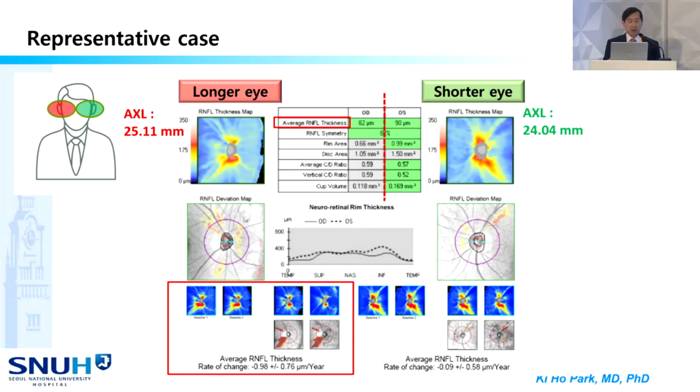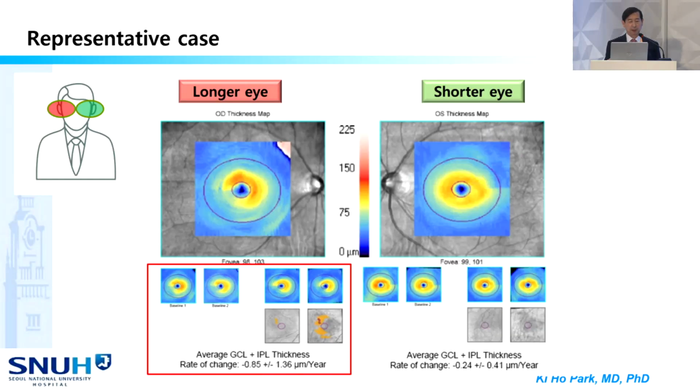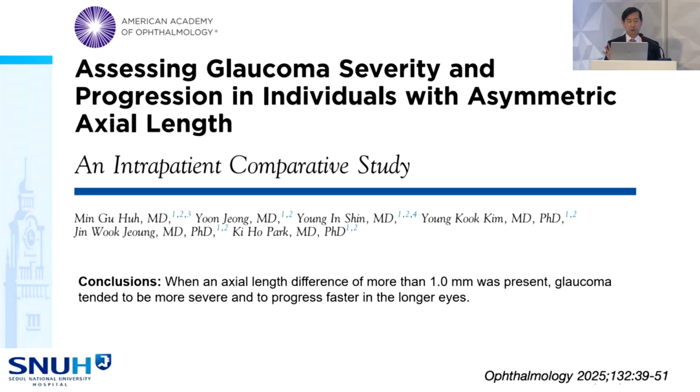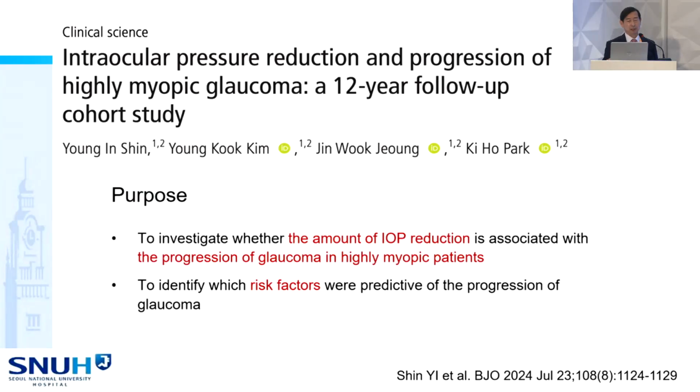This is a case where the longer eye showed significant progression in RNFL GPA analysis, and also in GCIPL GPA analysis. So the conclusion: when the axial length difference is more than 1 millimeter, glaucoma tends to be more severe and to progress faster in the longer eyes.